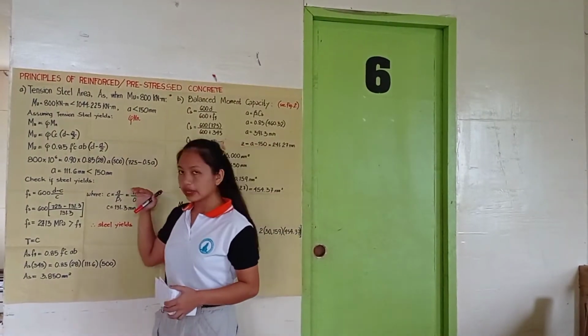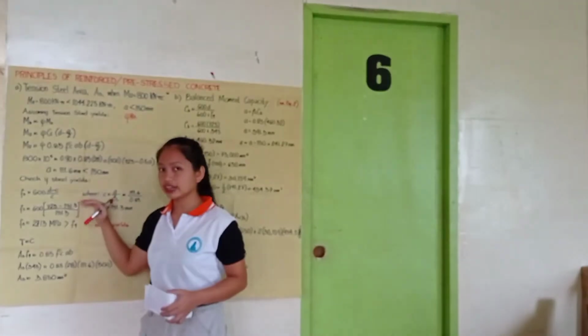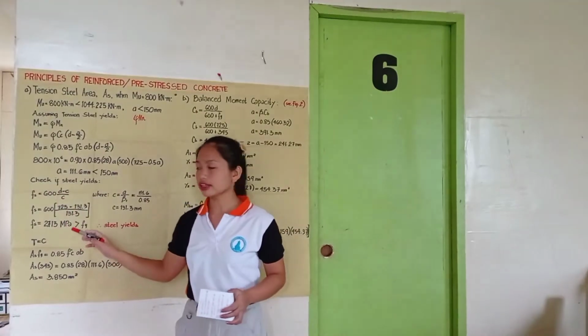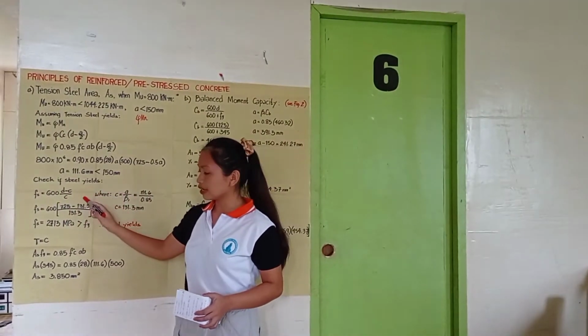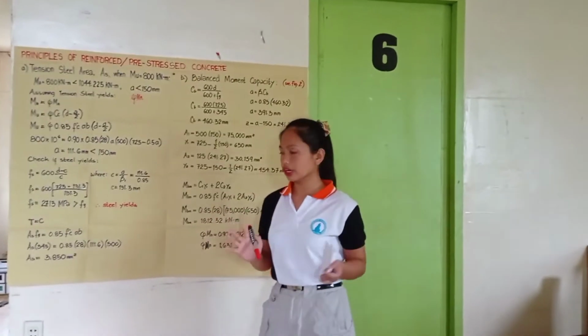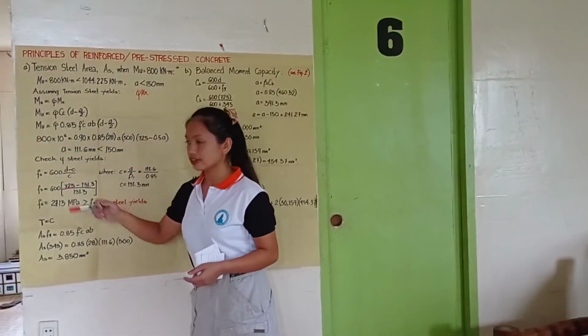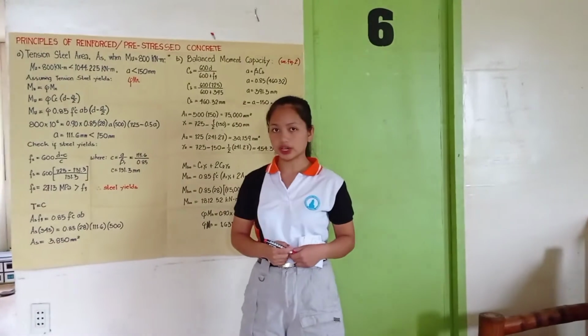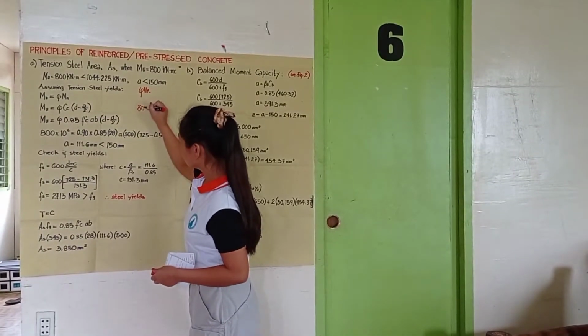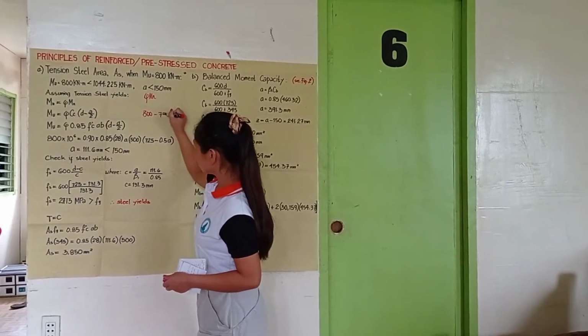So let us check if our steel yields. So we will use the formula Fs is equal to 600 times D minus C over C. So based on our figure earlier, this D has the value of 725. As I have explained, that is 800 minus 75.